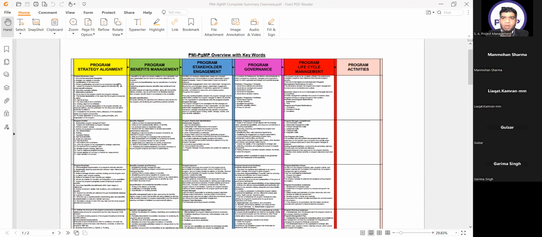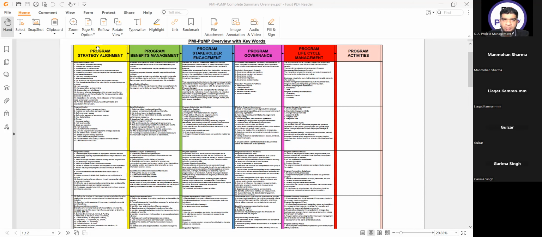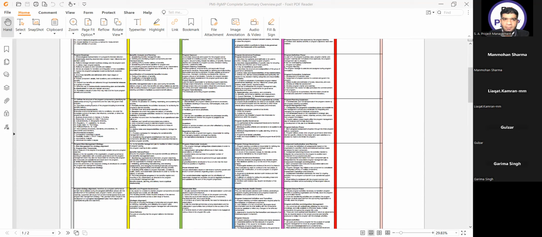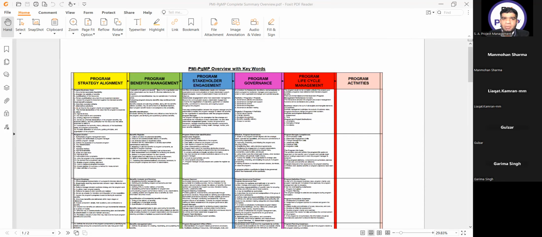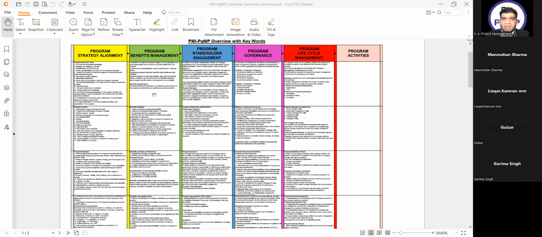And how you have to read this table: this column is not linked with this column. Only for the program strategy alignment, you have to go down. In this one column, you will get the complete chapter of strategy alignment. Then in benefits management, you will get the complete chapter in this column. And these are not linked with the next cycle. So column by column, you have to go. Is the concept clear to everyone?